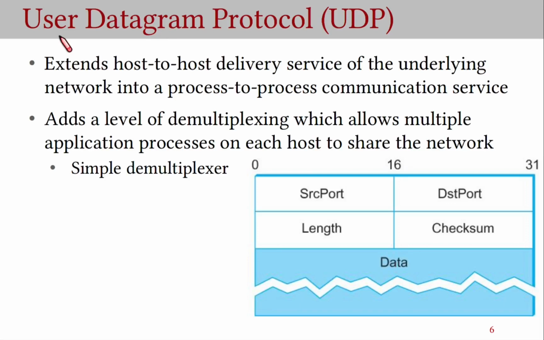The first transport protocol that we are going to look at is User Datagram Protocol, or UDP. UDP extends host-to-host delivery service provided by the network layer into a process-to-process communication service that is used by applications. Note that many processes typically run on a given host. UDP adds a level of demultiplexing, which allows these multiple application processes to share the network. Other than this, UDP does not add much to the datagram service. And therefore, it's basically a simple demultiplexer.